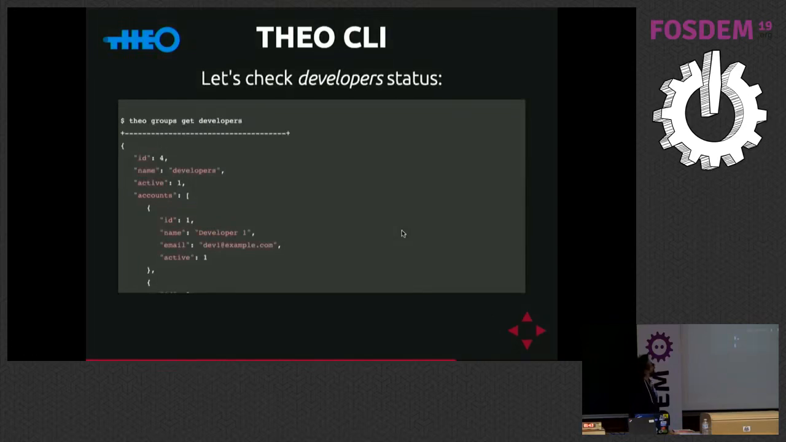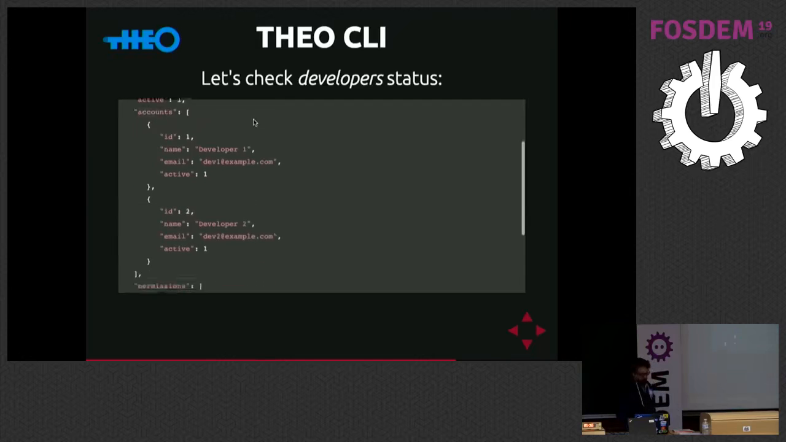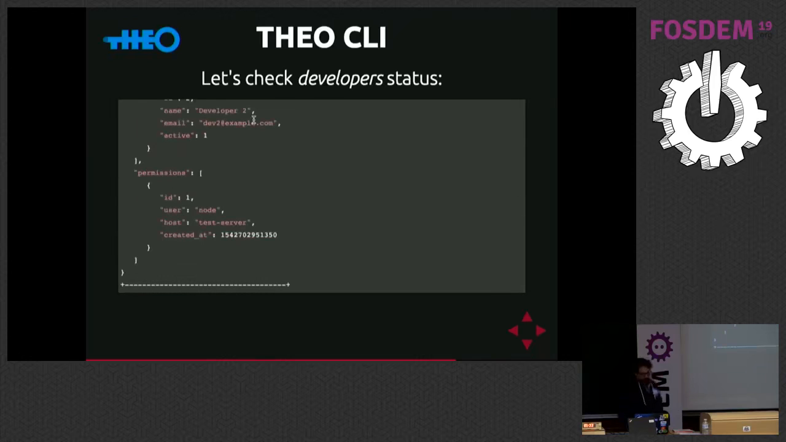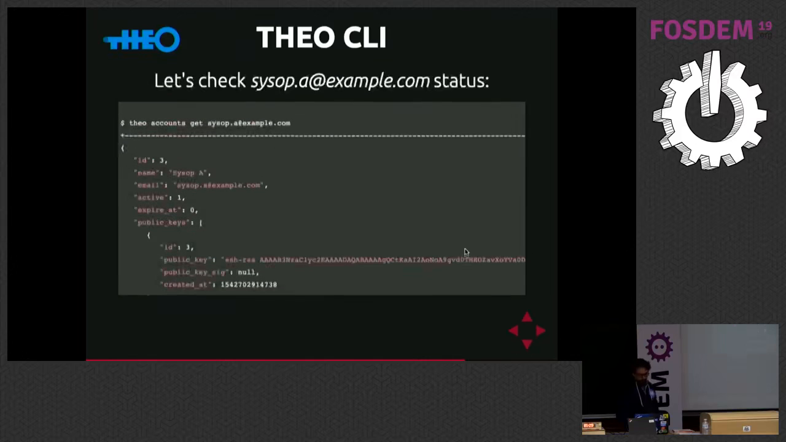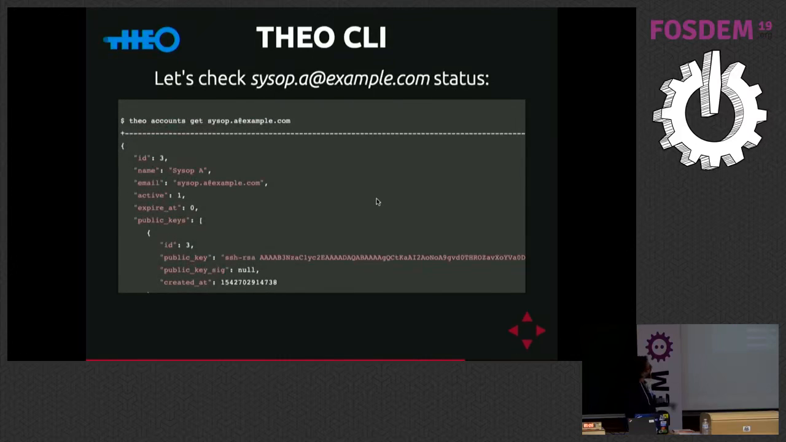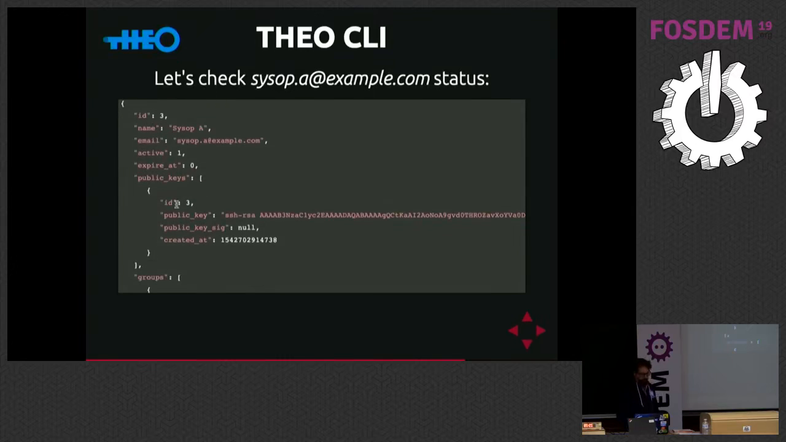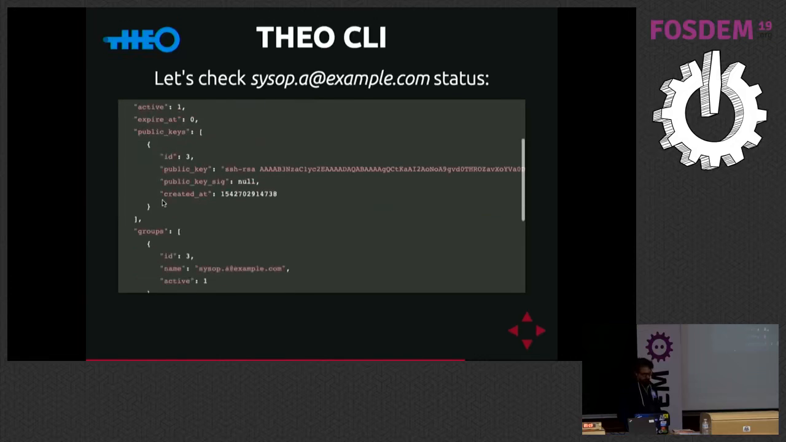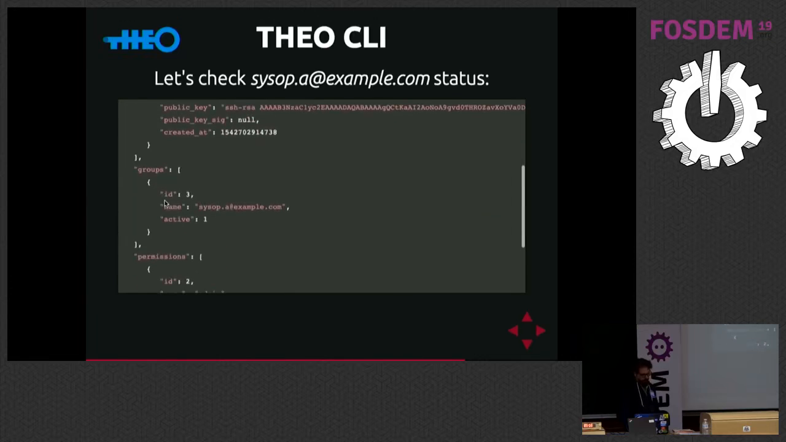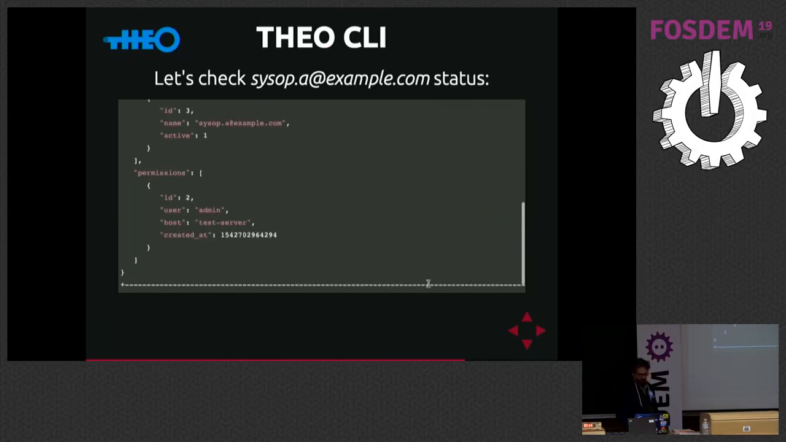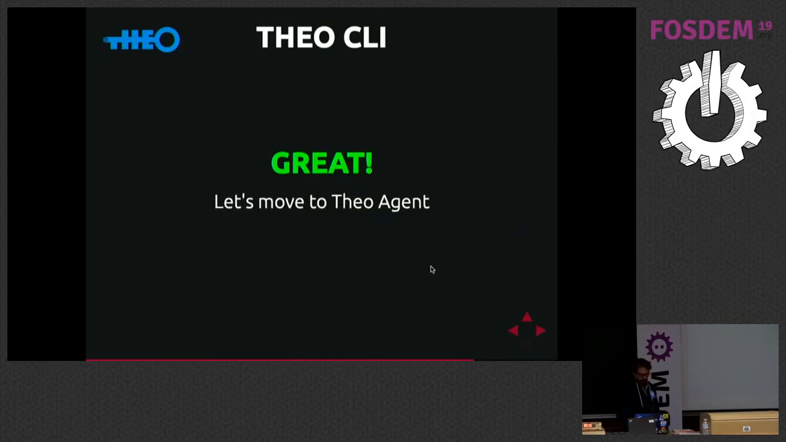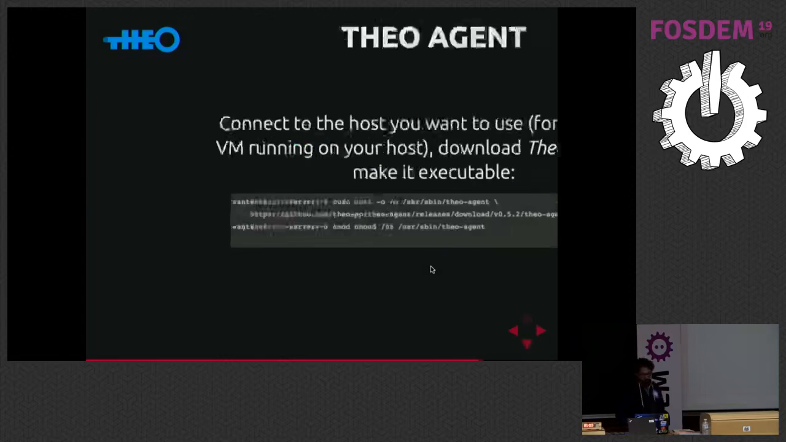You can have a quick overview using the command groups get developers, and it will list all the accounts that are in this group and the permissions of the group. The same thing you can do for a single account, and it will return all the public keys associated with this account, all the groups it is in, and at the same time also the permissions. And that's all. Now we have to configure Theo agent.